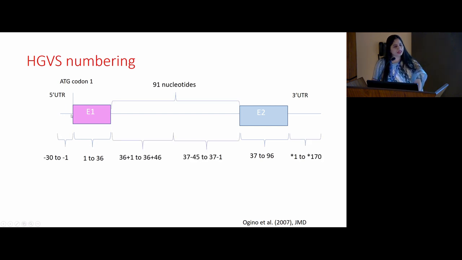Now, how do we label the UTR regions? Because this is the first codon, the 5' UTR will be labeled as c.-1 to -30. This is just an arbitrary example for understanding purposes. And the 3' UTR will be labeled with an asterisk, *1 to whatever nucleotide number it comes to.